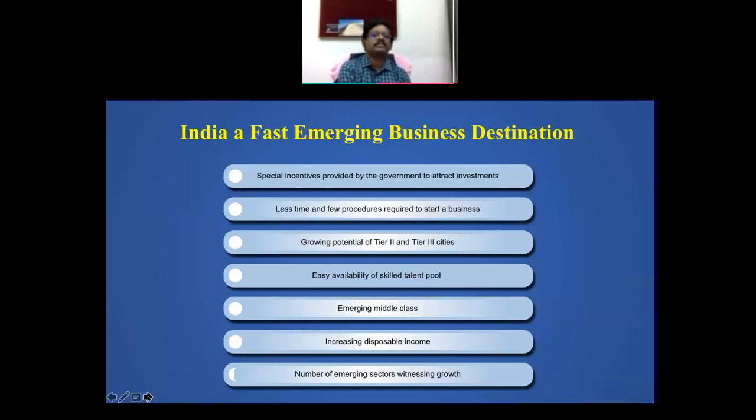First of all, we have special incentives provided by the government to attract investors, at the central level and the state level also. Less time and few procedures are required to start a business, unlike the past. The past had no special incentives, but now you can see less time and few procedures are required to start a business.